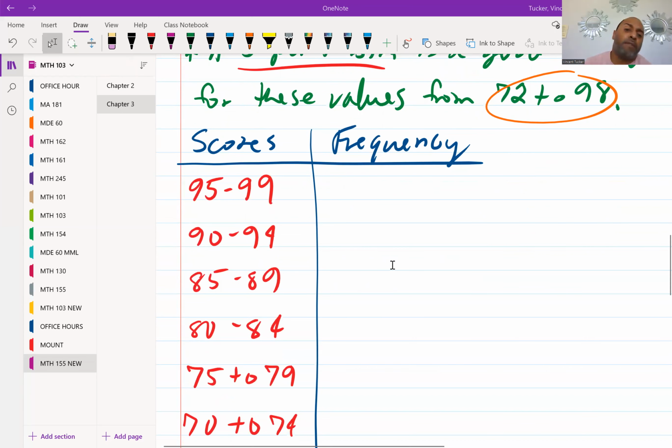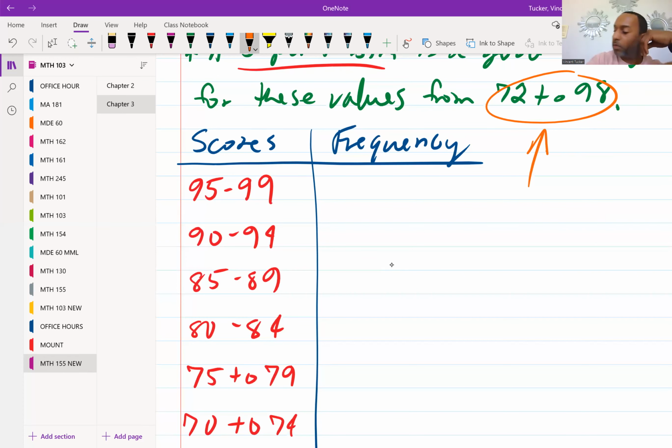All right, so 95 to 99, we're talking about five. Notice that's 95, 96, 97, 98, 99. So that's your five digits. So you're not going all the way to 100. Then you just keep on with the same pattern going from 90 to 94, 85 to 89, 80 to 84, 75 to 79, and then 70 to 74. We're just trying to make sure we have a place for all of our values. You look from the smallest to your largest. 72 to 98 is what we're looking to encompass.